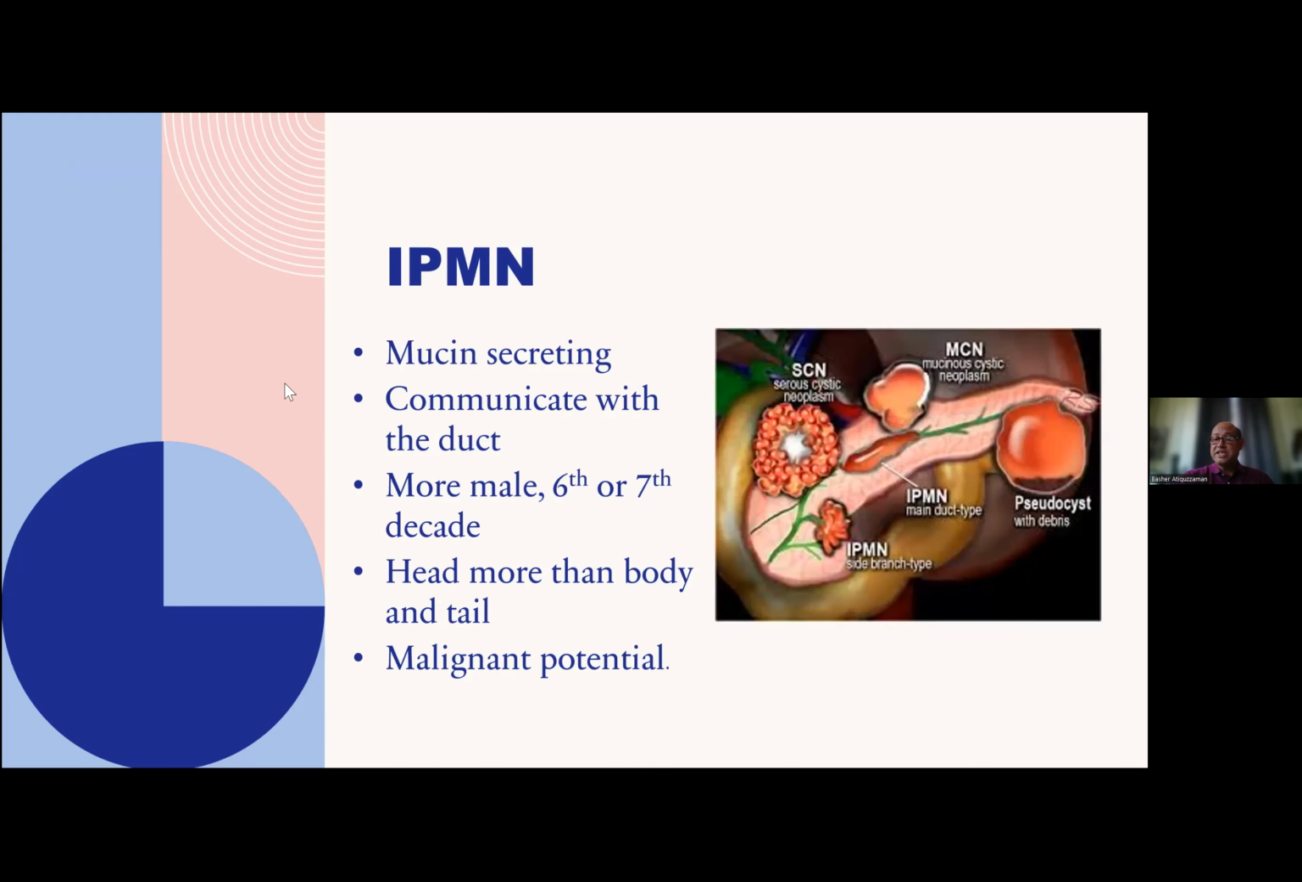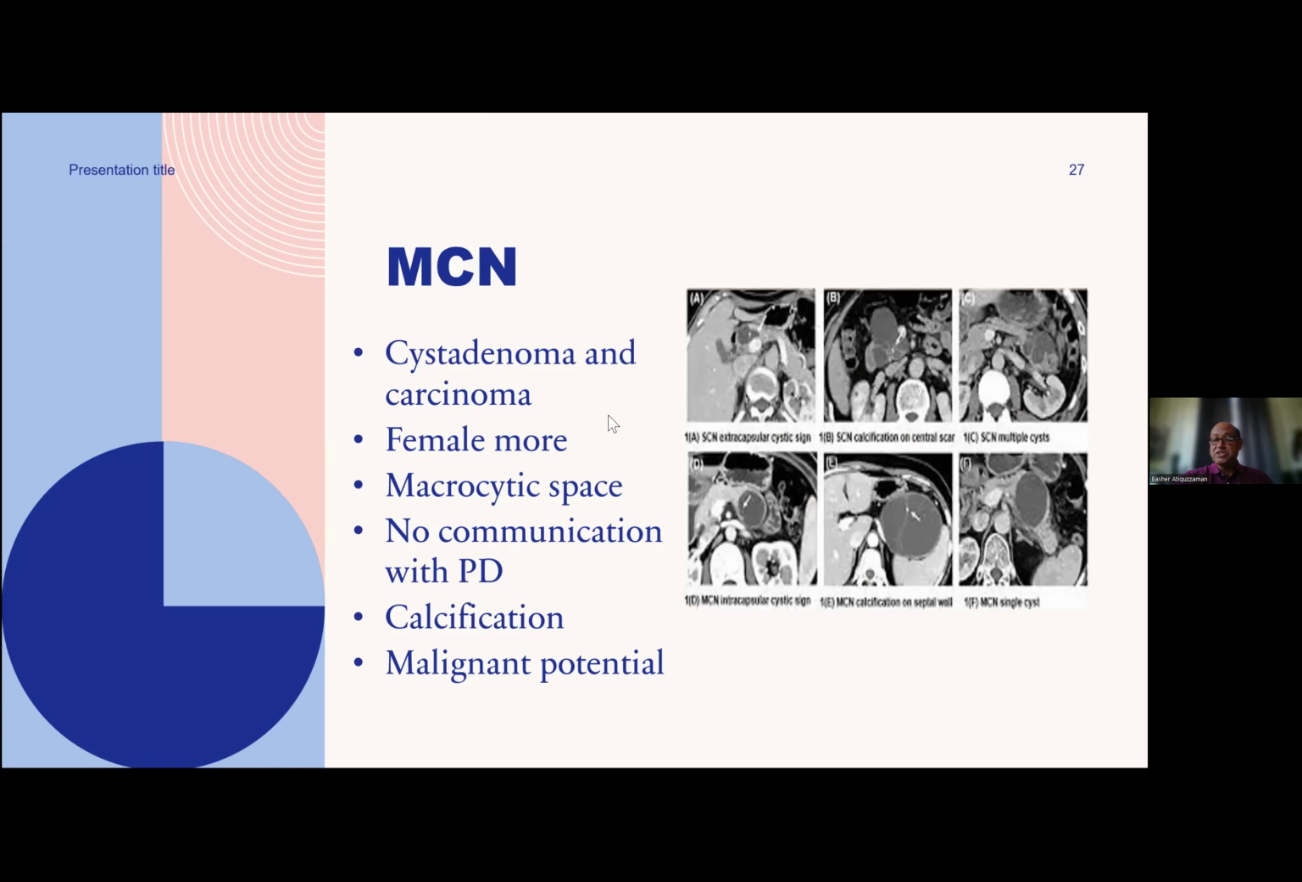Now, IPMN is male predominant, happening at the age of 60, 70 or 80. Mucinous cystic neoplasm can happen in younger people and is female predominant. It has macrocystic spaces, and it has no communication with the pancreatic duct. That's the hallmark. It does have calcification, you can see the calcifications. Also, it has malignant potential. So IPMN and mucinous cystic neoplasm both need to be evaluated very carefully.